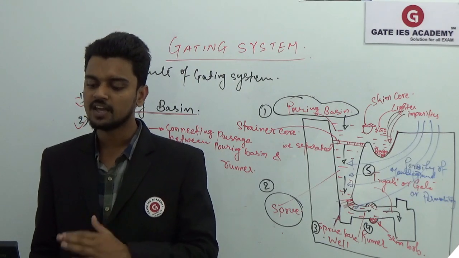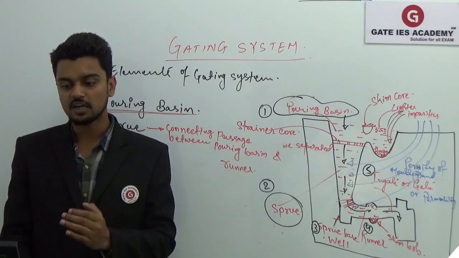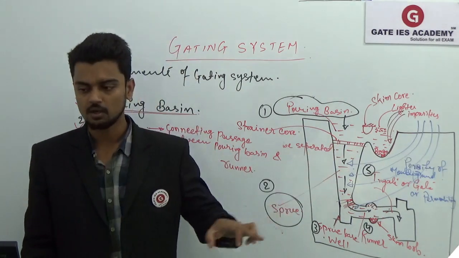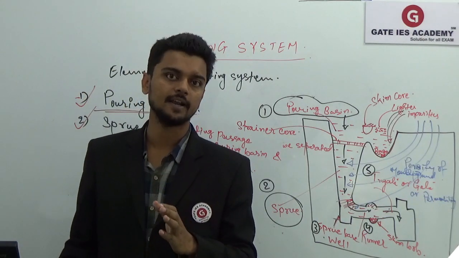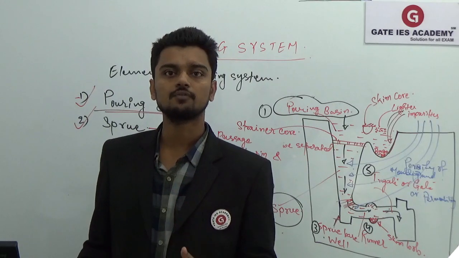The next thing is a strainer core. A strainer core that you can see here. It's a ceramic coated screen with a number of holes, used to maintain the constant head in the pouring basin, to maintain the constant flow of the molten metal.